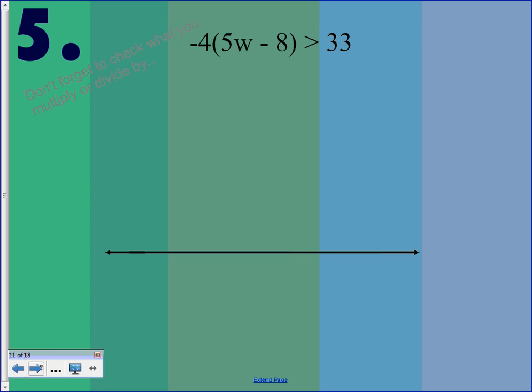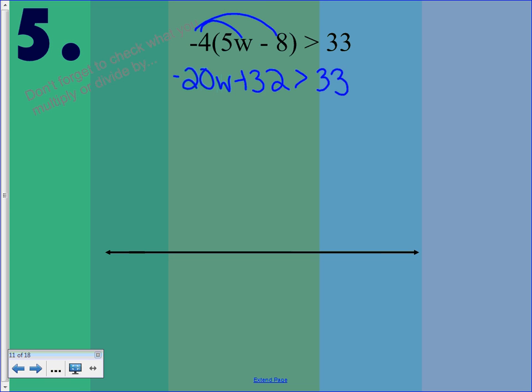So let's take a look at some of these inequalities. Let's take a look at number 5. Okay, so this isn't too bad. This is just like when we were solving equations. First thing I'm going to do is distribute. Negative 4 times 5 is negative 20. Negative 4 times negative 8 is a positive 32, and that's going to be greater than 33.